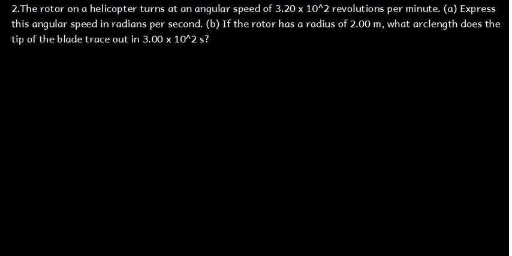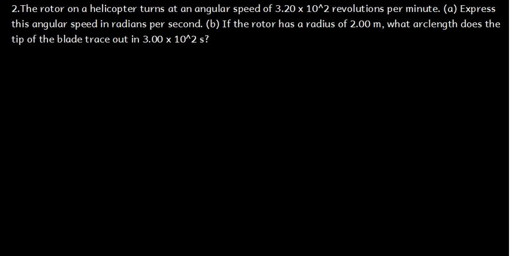So let's go to the next question, which is saying the rotor on a helicopter. Remember, we said when the rotor is spinning, that is an example of circular motion. So here the question is saying the rotor on a helicopter turns at an angular speed of 3.2 times 10 to the power 2 revolutions per minute. A, express this angular speed in radians per second. B, if the rotor has a radius of 2 meters, what arc length does the tip of the blades trace out in 3.00 times 10 to the power 2 seconds?